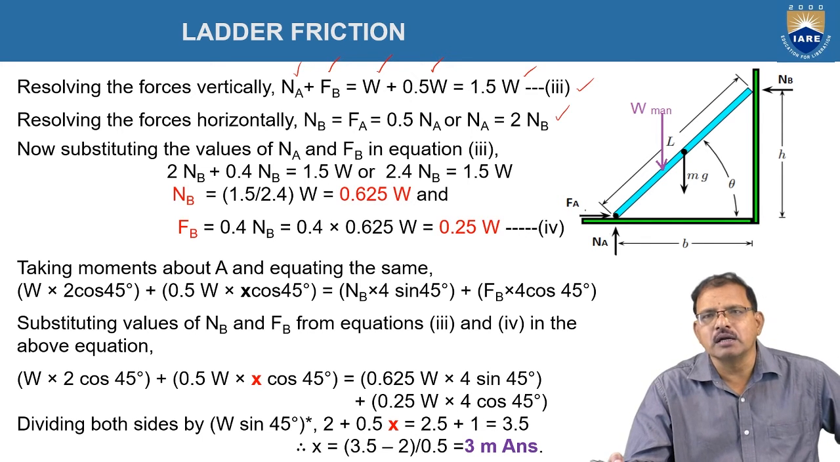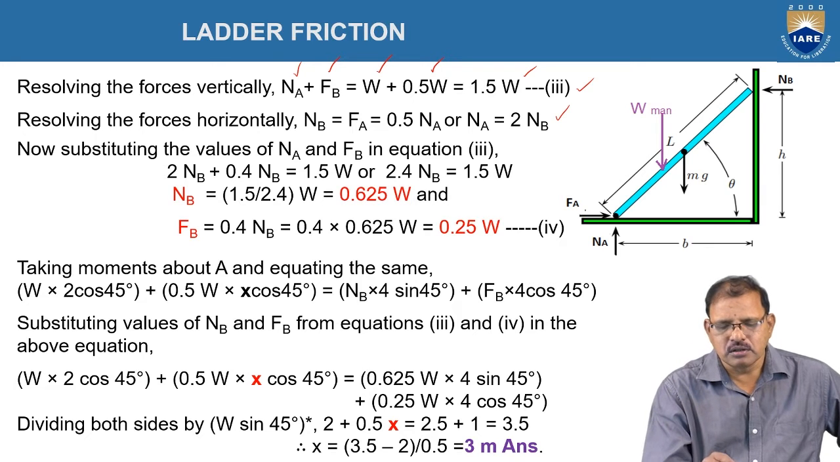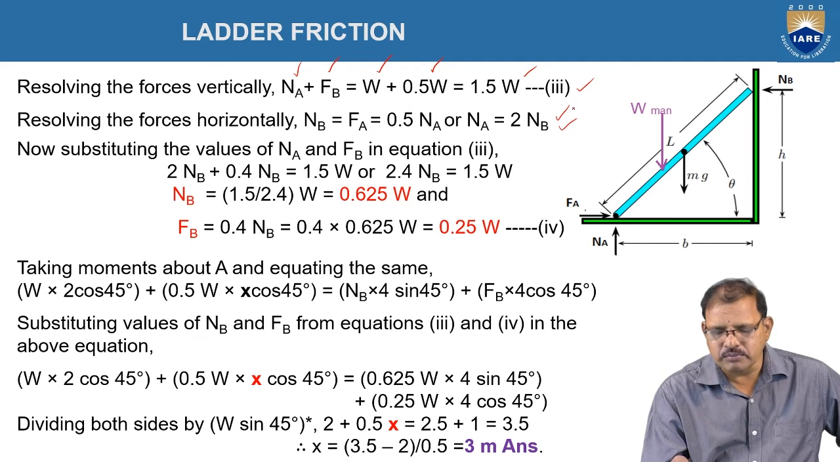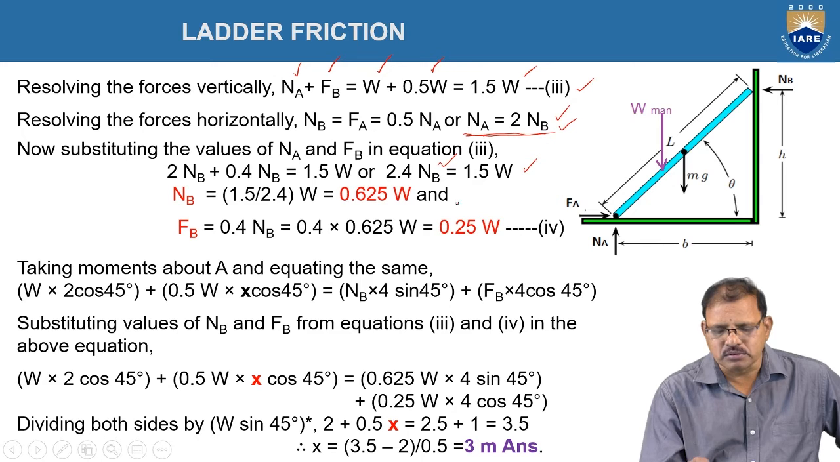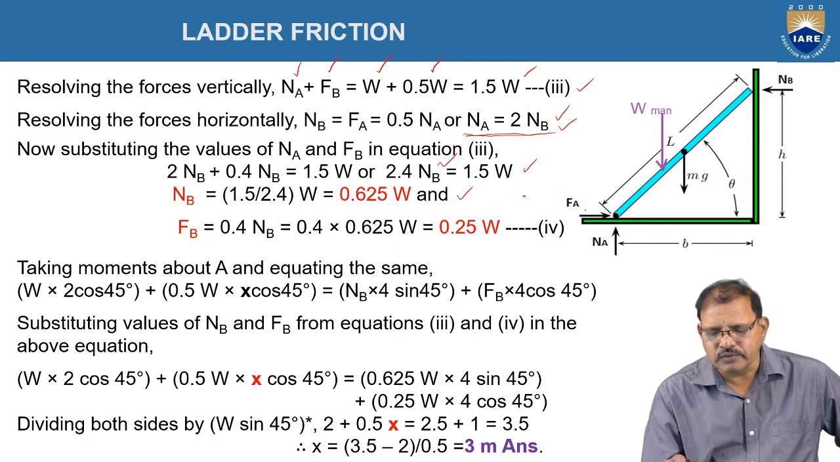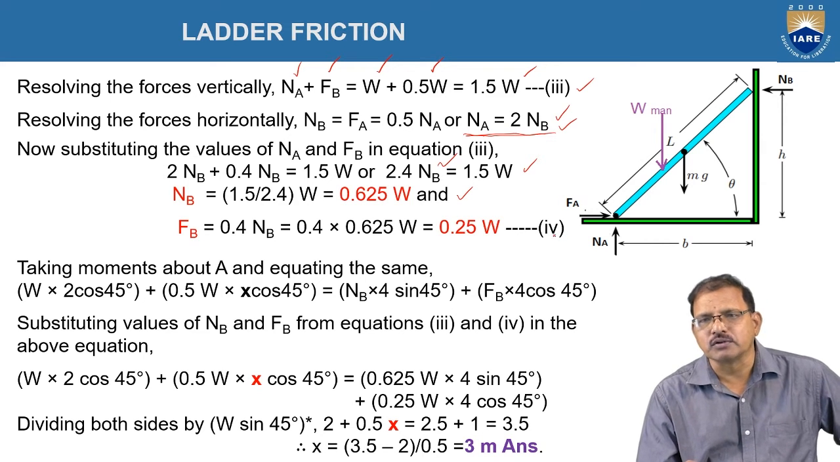Now substitute the values of NA and FB in equation number 3. We get 2 NB, because NA is equal to 2 NB, plus 0.4 NB, which is equal to 1.5 W. So 2.4 NB is equal to 1.5 W, or NB is equal to 1.5 divided by 2.4 W, which is equal to 0.625 W. Similarly, FB is equal to 0.4 NB, which is 0.4 into 0.625 W, equal to 0.25 W, which is equation number 4.